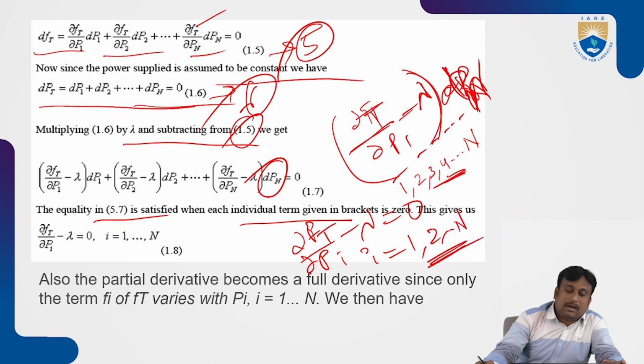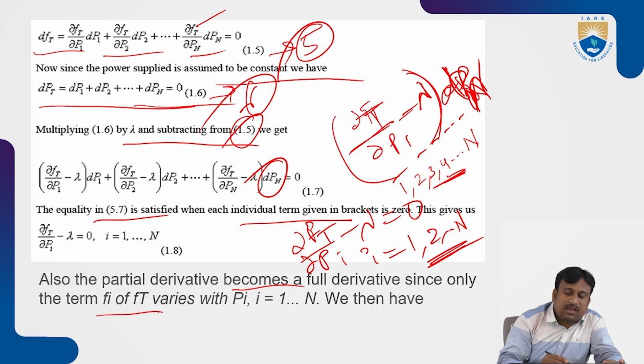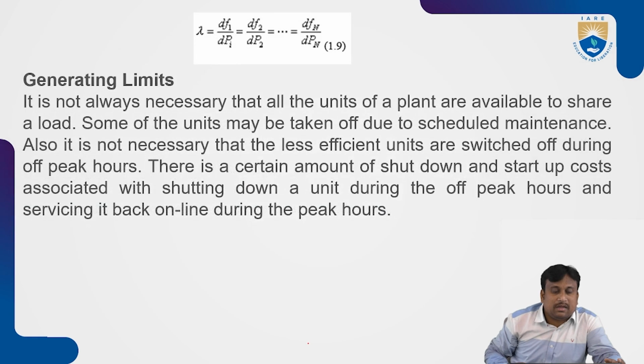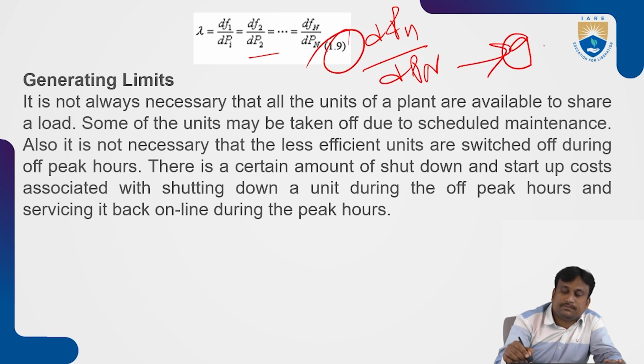Here also the partial derivatives become full derivatives in nature, since only the term fi of ft varies with the variables pi, where i equals 1 and so on up to n. We then have one parameter lambda, that is df1/dp1, which is equal to df2/dp2, which is equal to, and so on, dfn/dpn. This will be considered as equation 9.